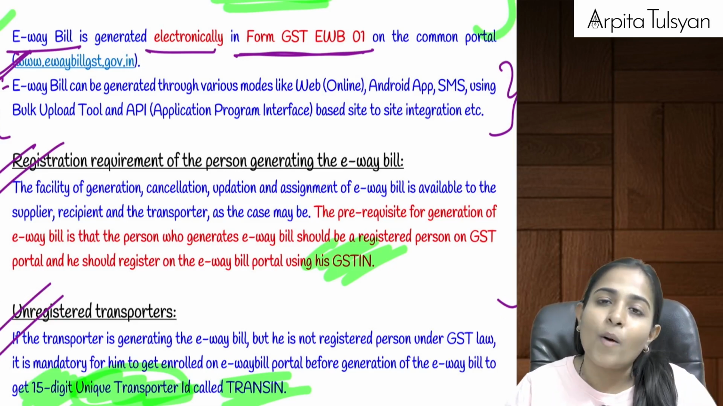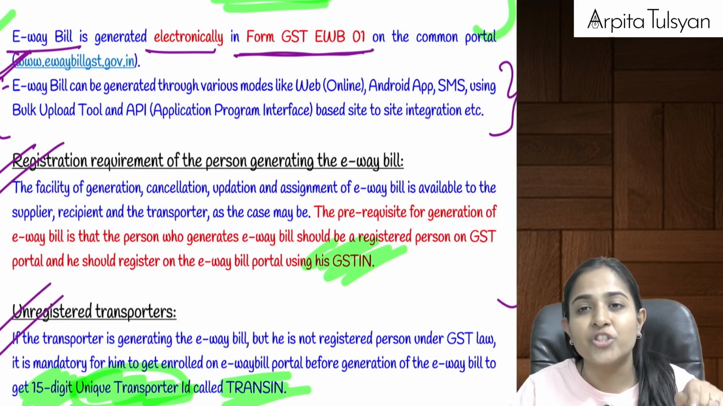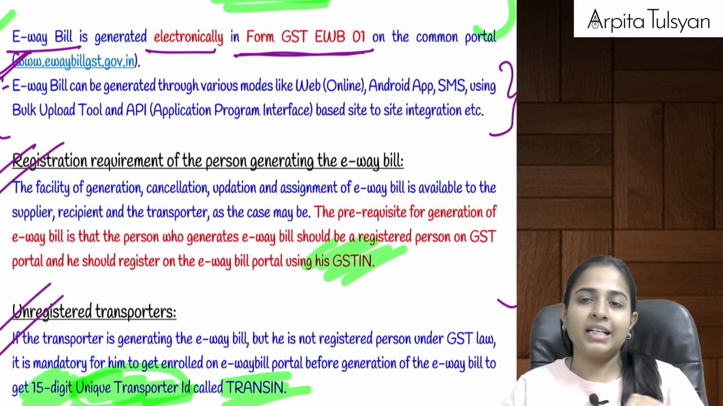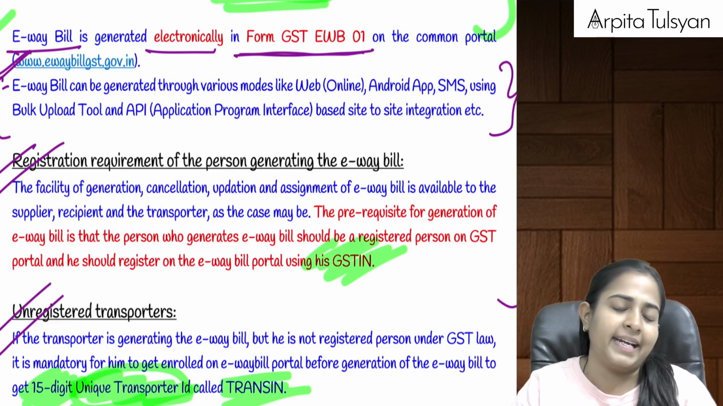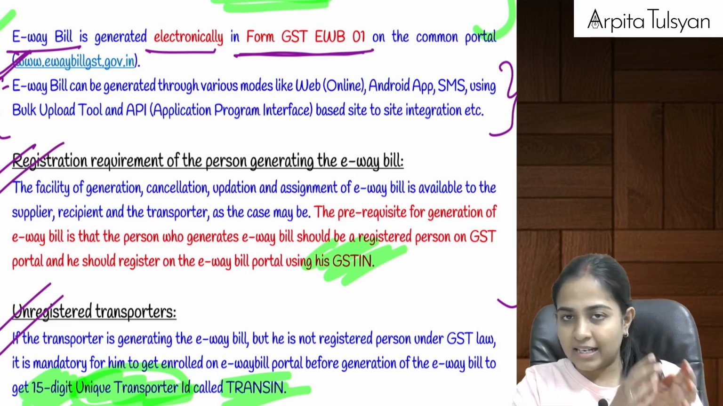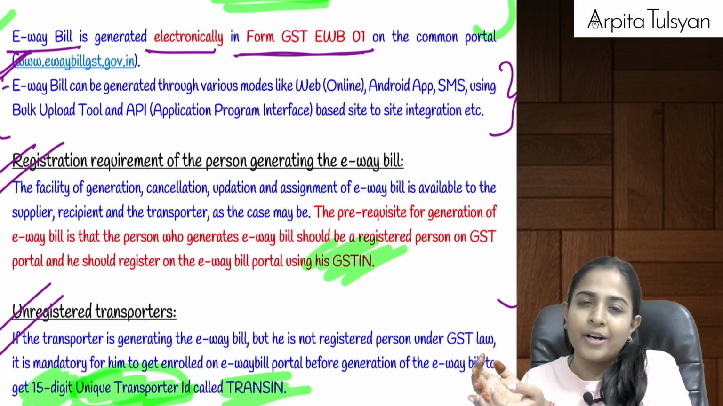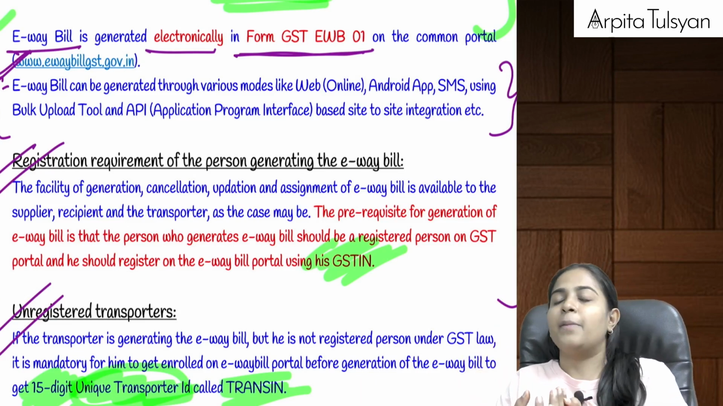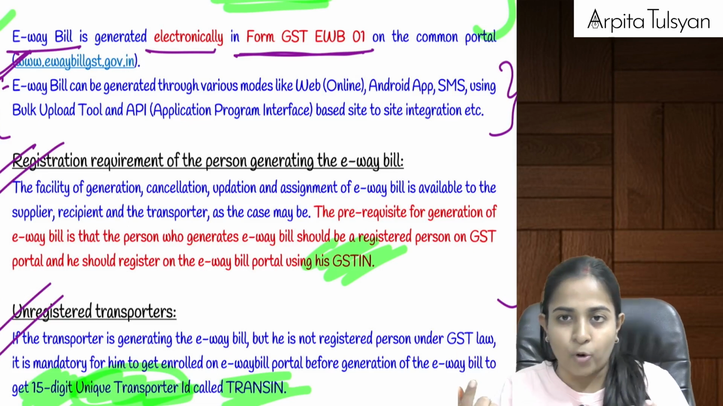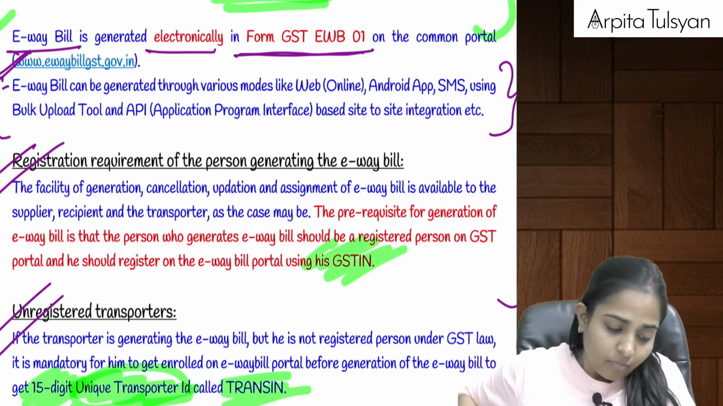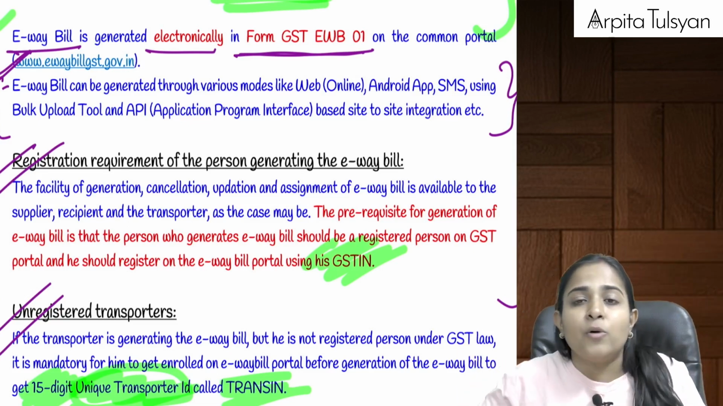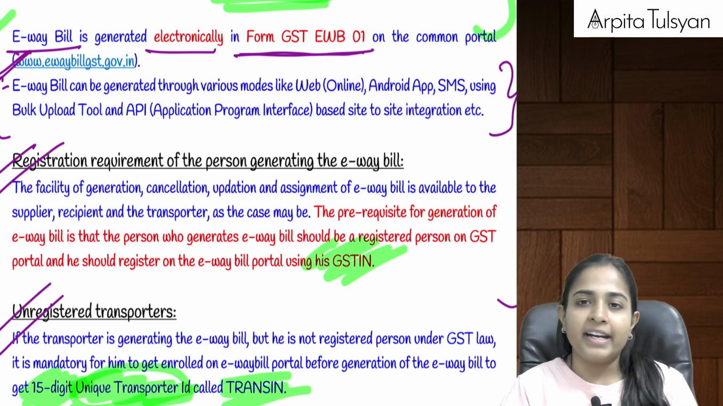Now, who is required to generate this e-way bill? There are three parties in this entire process. One is the supplier, that is the consignor. The next person is the recipient, who is ultimately going to receive the goods. And in between, the person who is helping to transport is the transporter. Now, who is responsible for generating the e-way bill?